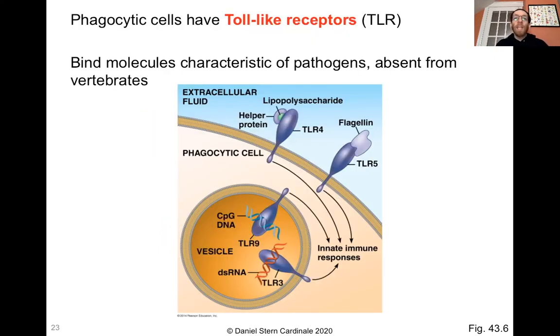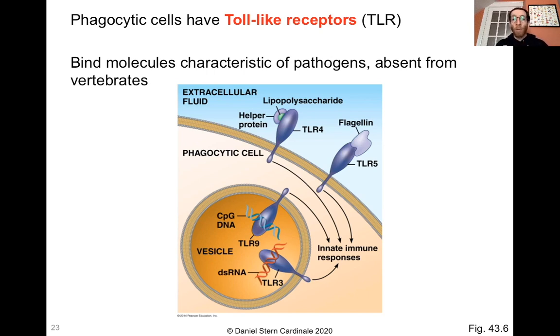As members of the innate immune response, phagocytic cells are not recognizing specific pathogens. Instead, they're just recognizing things that are not you. They're recognizing pathogens based on specific chemical markers that we do not have. They do this by using receptors called toll-like receptors. Now, there's a lot of different types of toll-like receptors. The mechanism is really interesting. We're not going to worry about any of that stuff.